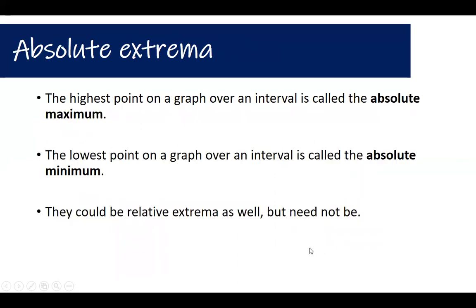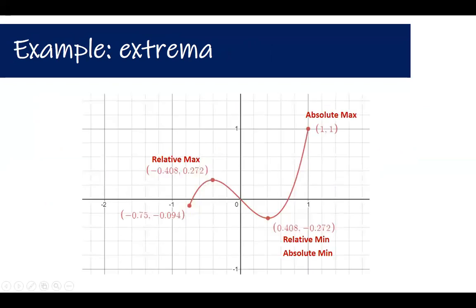Now, I like to make a note here about absolute extrema, because the highest point on a graph over any interval is called the absolute maximum, and the lowest point is called an absolute minimum. So a relative minimum or a relative maximum can be an absolute also, but sometimes it's not. Let's look at an example.